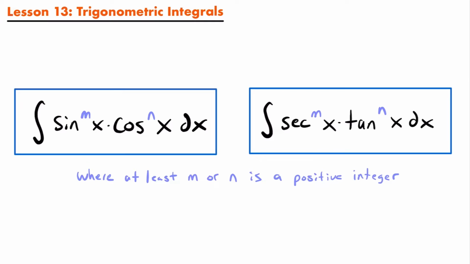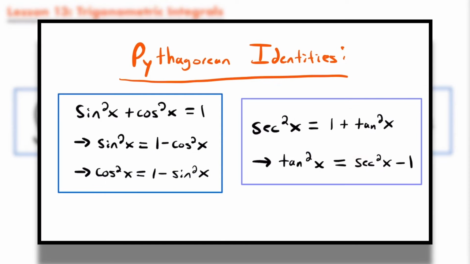And so before we look at any techniques on how to solve either of these forms of a trigonometric integral, we need to look at some important trigonometric identities. The first type that we are going to look at are the Pythagorean identities. In this box, we have our Pythagorean identity for sine and cosine. We know that sine squared x plus cosine squared x is equal to 1. And from that identity, we can solve for sine squared x and cosine squared x. We would find that sine squared x is equal to 1 minus cosine squared x, and cosine squared x is equal to 1 minus sine squared x.